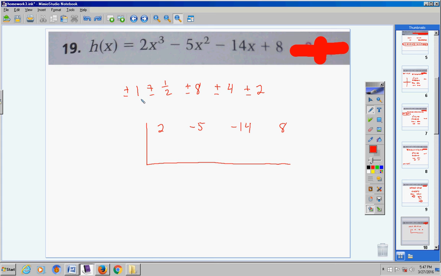Alright, here we go. Let's start off with my positive 1 here. Bring down my 2. 1 times 2. Combine. 1 times 3. Combine. No way, you can see right away it's not going to work. We're not going to get a 0. So let's try negative 1.